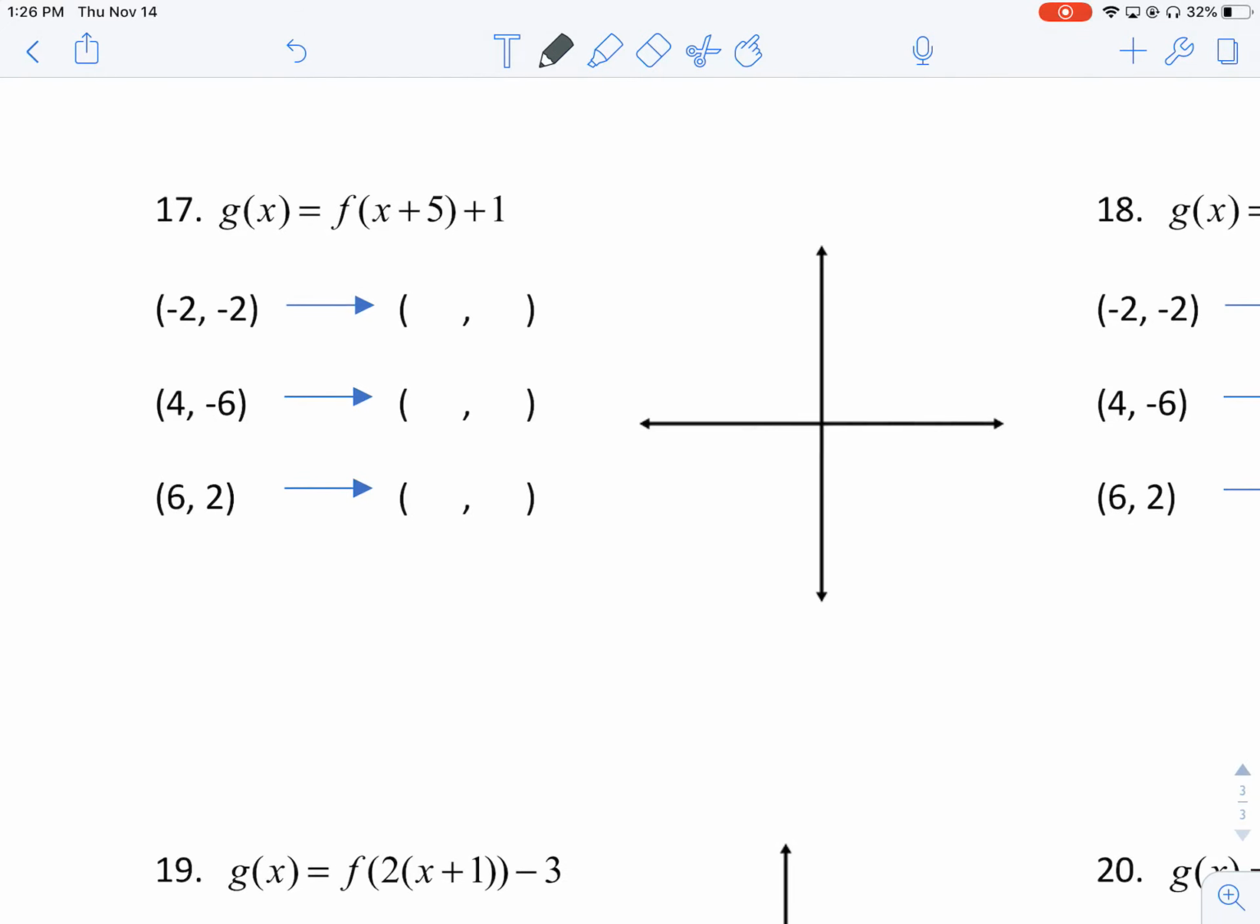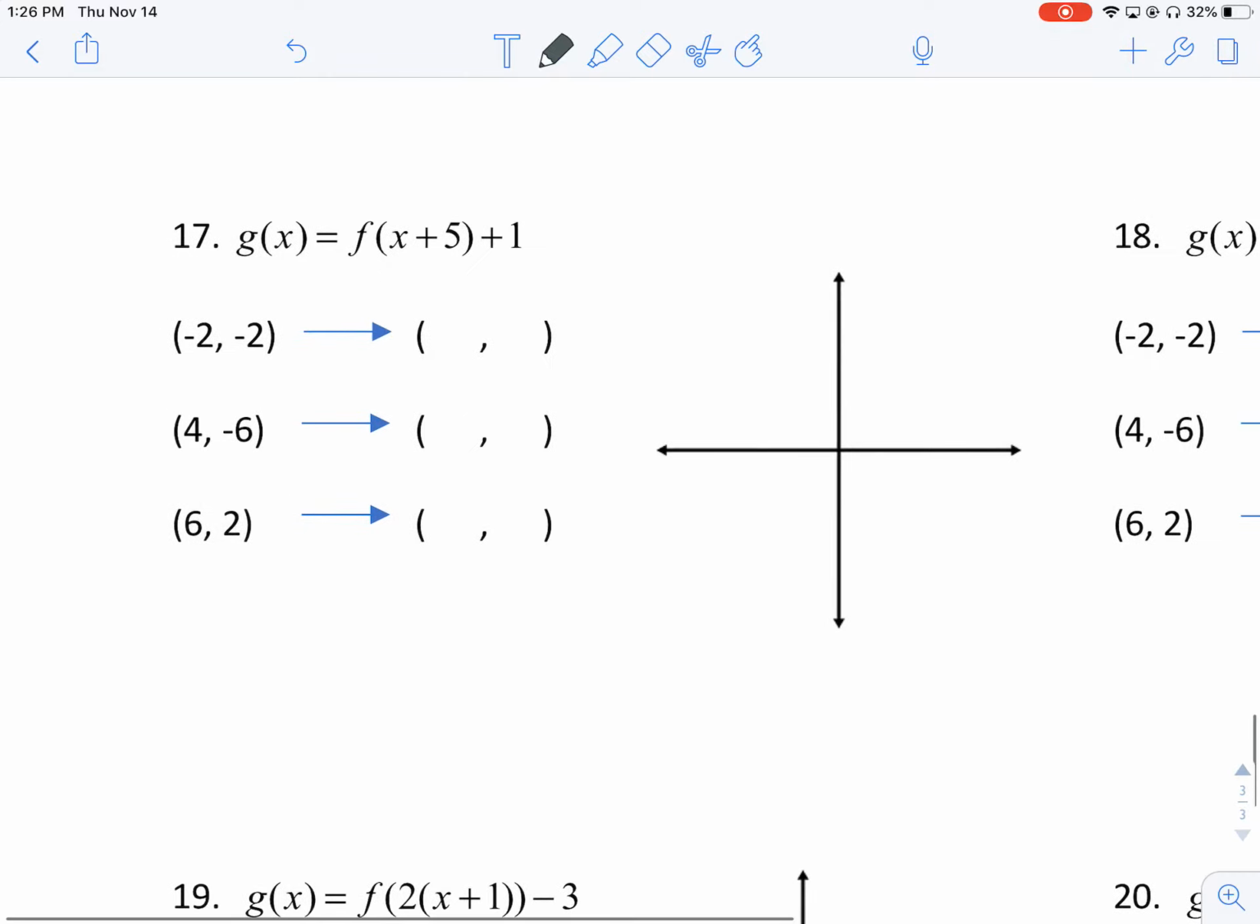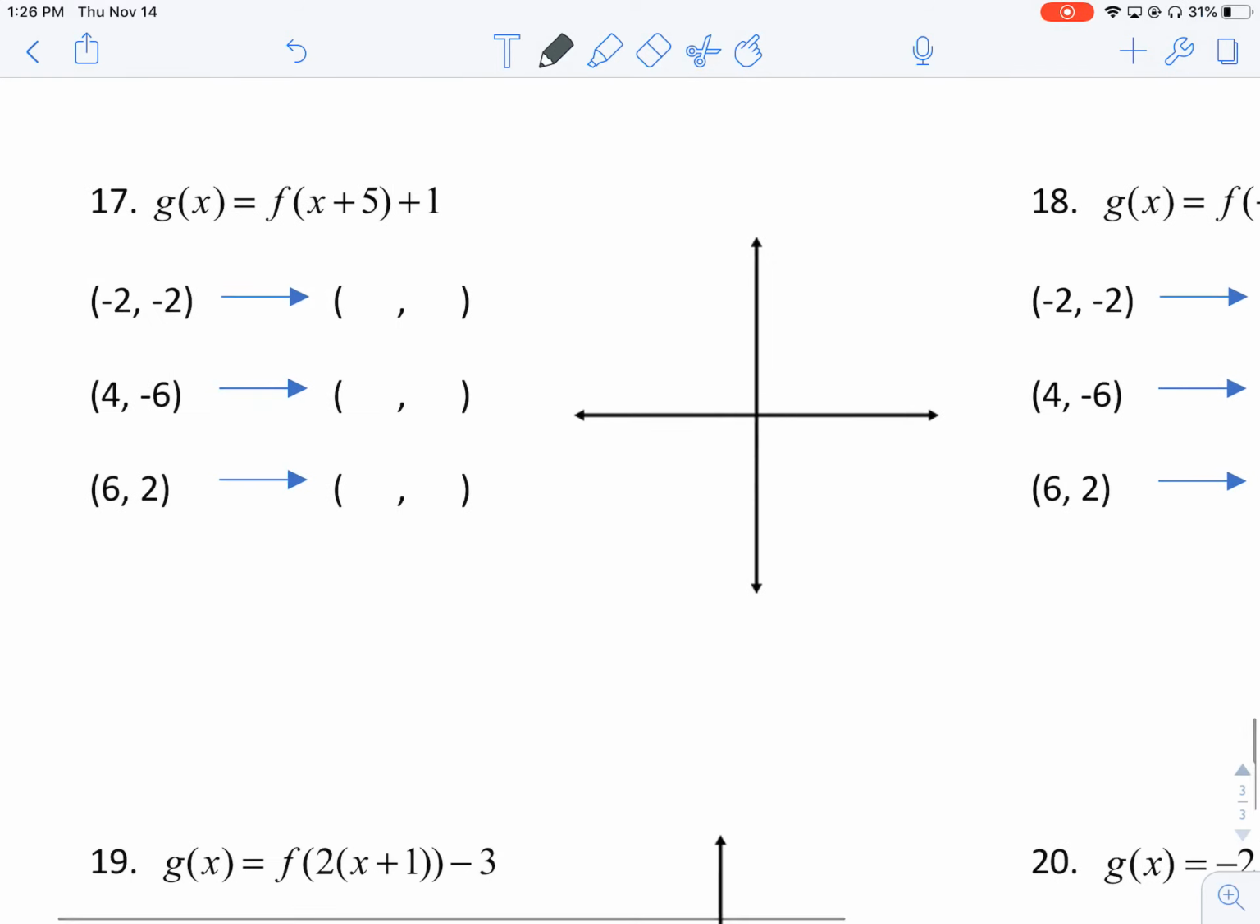All right, now we're going to look at specific points. What happens when we translate specific points? So in this case, we have x plus 5 inside on the x. So if it's plus 5, that's the HIO part, right? And so my HIO is horizontal inside opposite. I'm going to minus 5 to every x. So negative 2 minus 5 is going to be negative 7. 4 minus 5 is negative 1. 6 minus 5 is 1. So all those change like that.